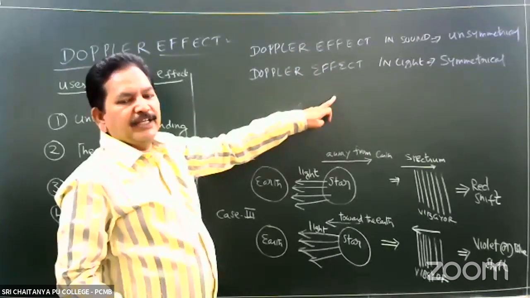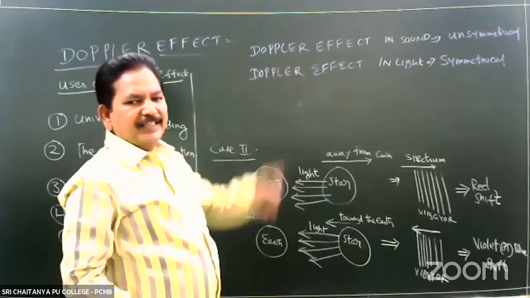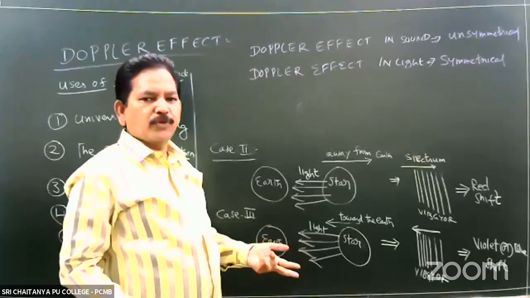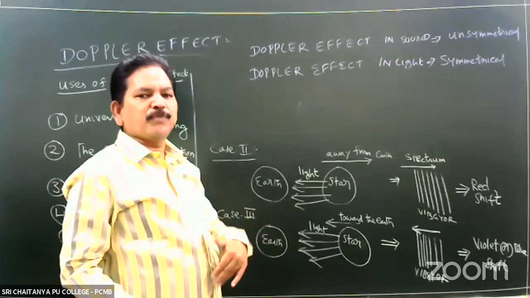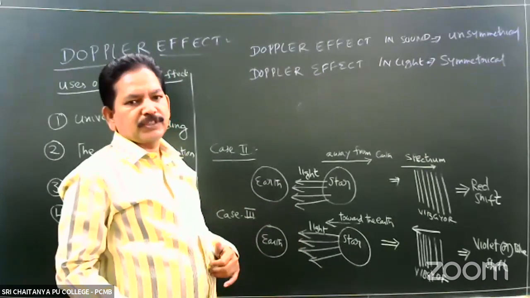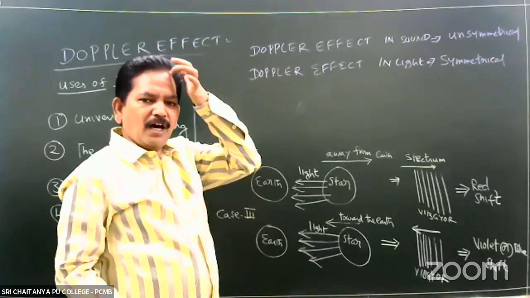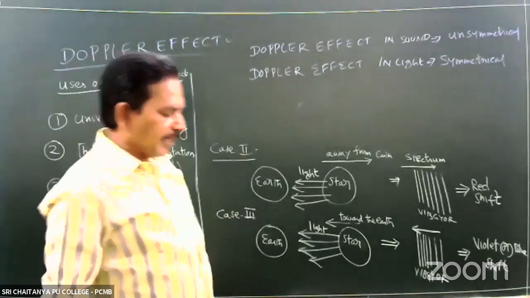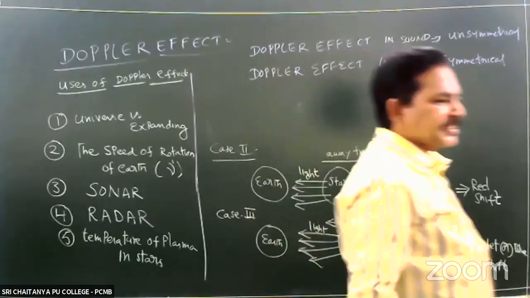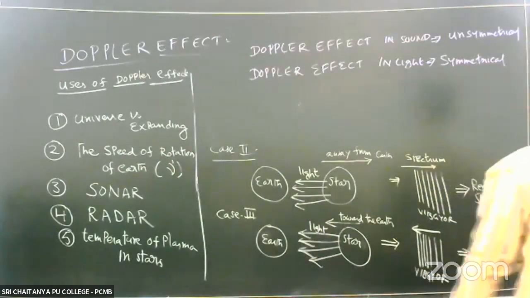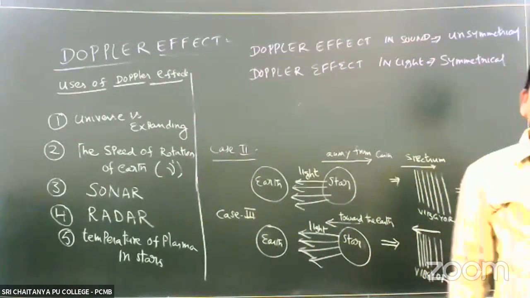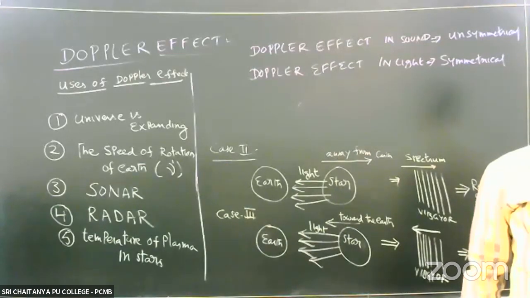Here we will have 8 cases. But here only 2 cases. Either the source moving towards the observer or the observer moving towards the stationary source. Only one formula. That's why the Doppler effect in light is symmetrical. It won't depend upon whether the source is moving or the observer is moving.